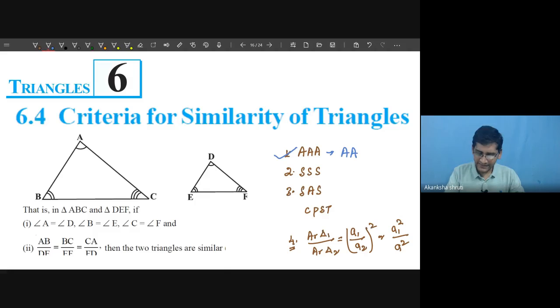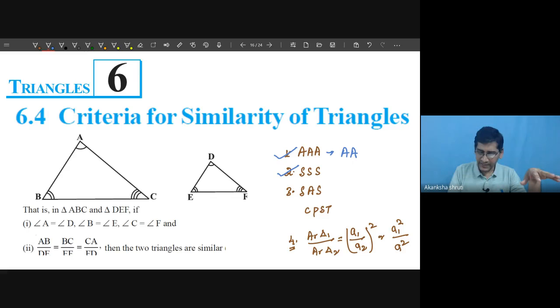The next one is the SSS criteria, side, side, side. Here side, side, side means the three sides are in the same ratio. Same ratio means the ratio of their sides will be equal. It is also called the sides are proportional.